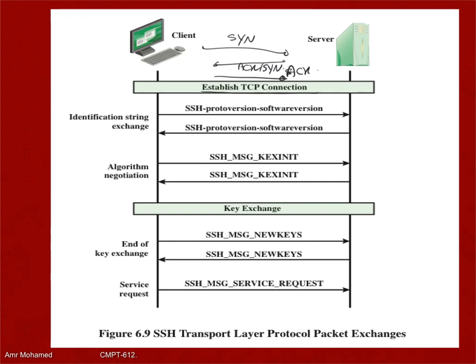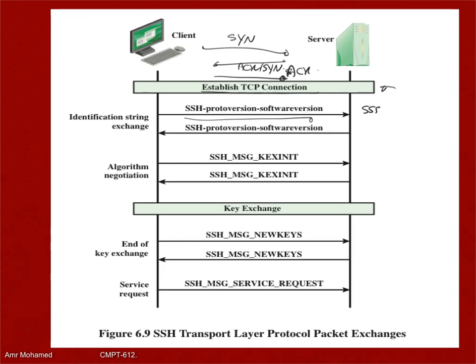So this is what we call the three-way handshake. This connection happens at the beginning. This is what this phase talks about, right? And then similar to TLS, more or less, here we send the versions. The client here sends the version, which is the SSH protocol version.